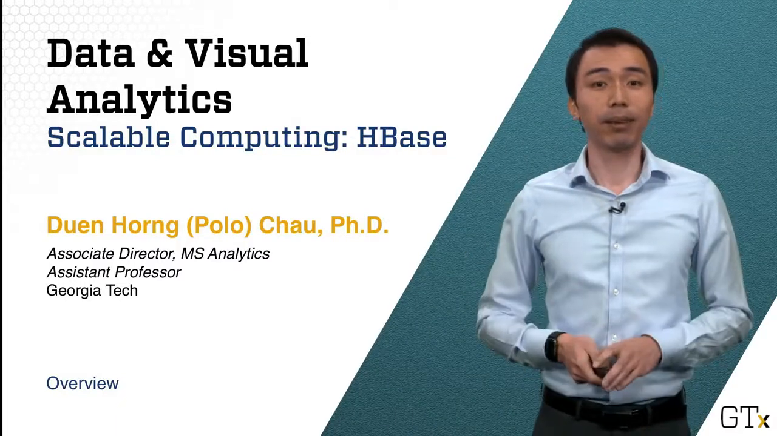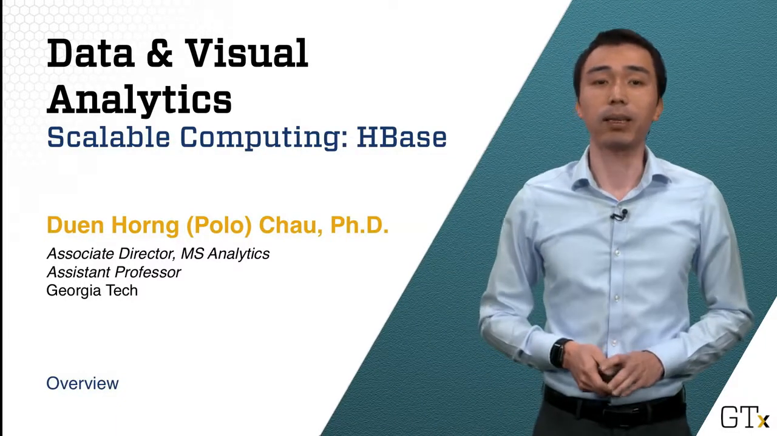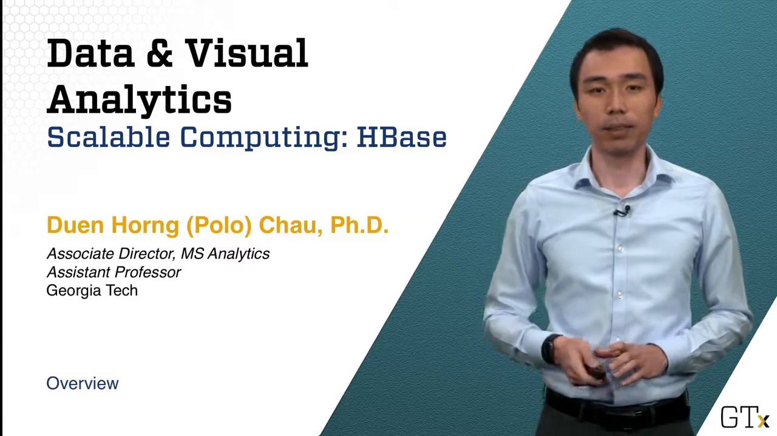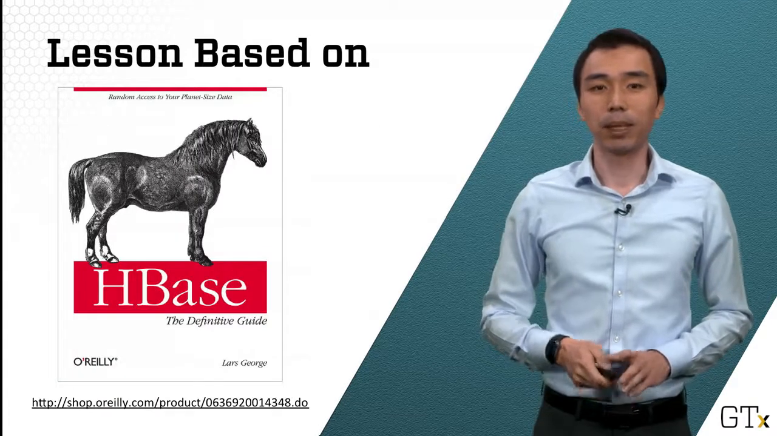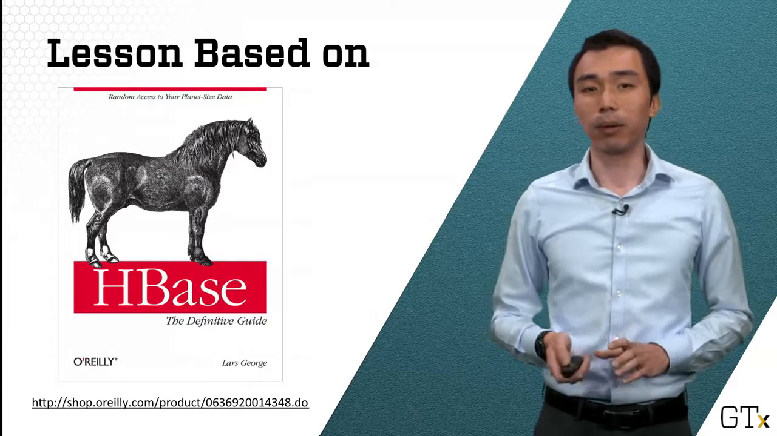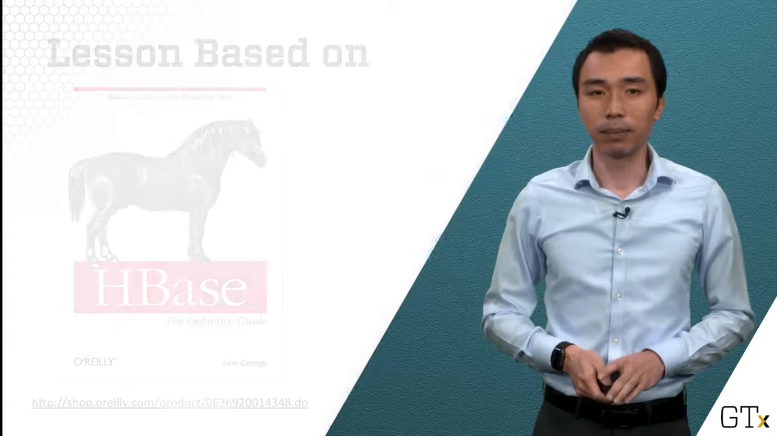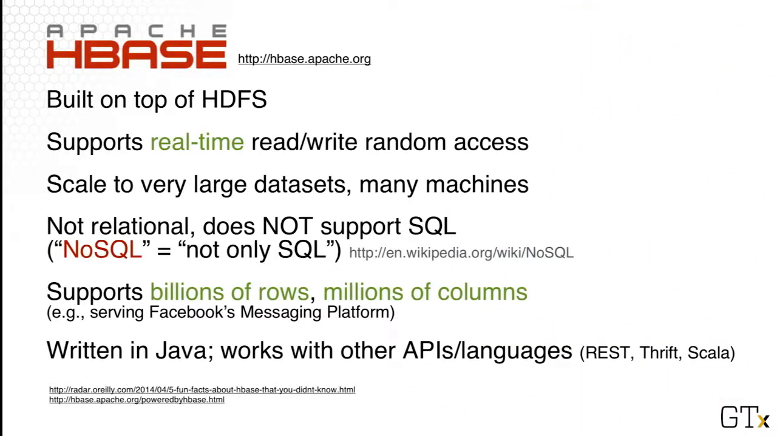In this video, we're going to look at how to handle random read and write of large datasets using HBase. Materials in this video are based in part on the book HBase: The Definitive Guide. HBase is part of the Hadoop ecosystem, typically run on top of HDFS. It supports random read and write and scales to very large datasets using many machines.